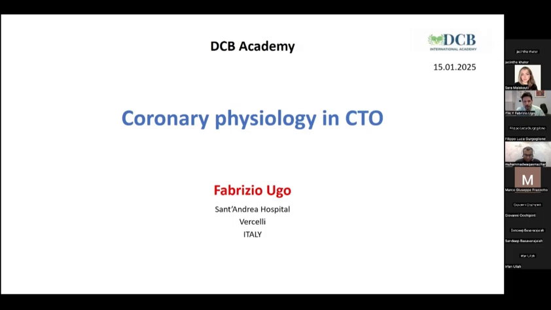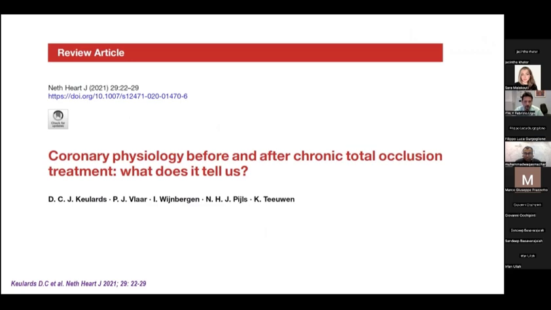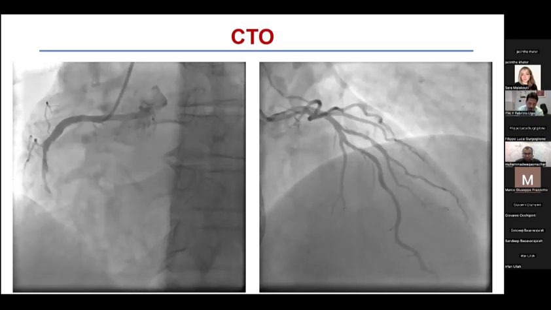Speaking about coronary physiology in general is not so easy, but in CTO we have a lot of different variables. It is very tricky to speak about coronary physiology in the setting of CTO. First of all, we have a question: what does coronary physiology tell us before and after the treatment of chronic total occlusion?